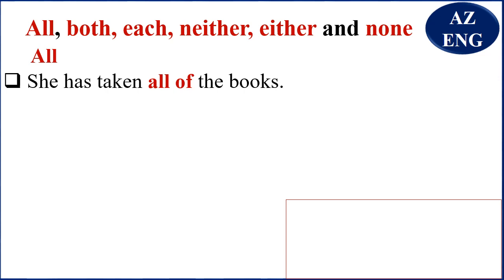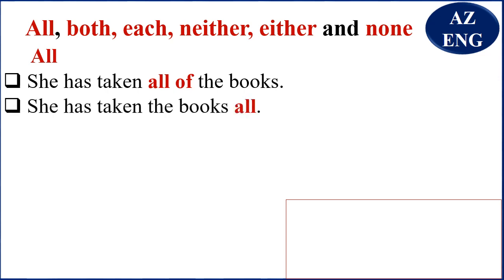Now, apart from she has taken all of the books, I can change the position of the words and I mean the same thing. For example, I say she has taken the books all, because I'm saying the same thing. It means what? All of the books. So you see how you can change the position of the words.